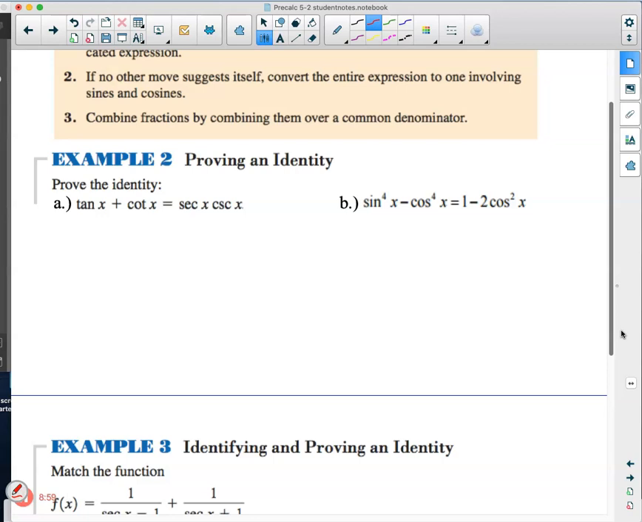Proving an identity. Prove the identity tangent of x plus cotangent of x equals secant of x times cosecant of x. Now with this one, it might be a little hard to see which one of those seems like the more complicated. So easily you could just think, well, we've got a plus on the left-hand side. And tangent's one of our primary trig functions. These are the secondary ones. I'd much rather work with the primary trig functions to start with and figure out what's going on. So I'm going to start with tangent of x plus cotangent of x.